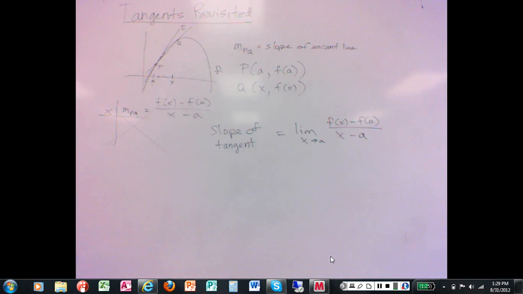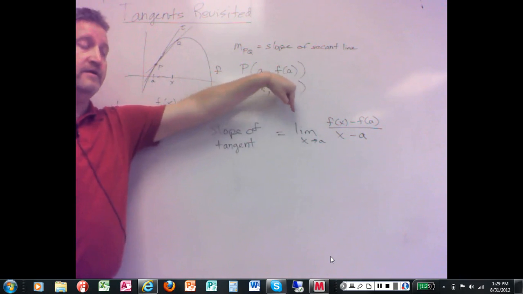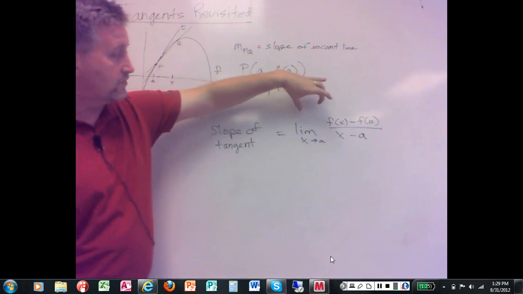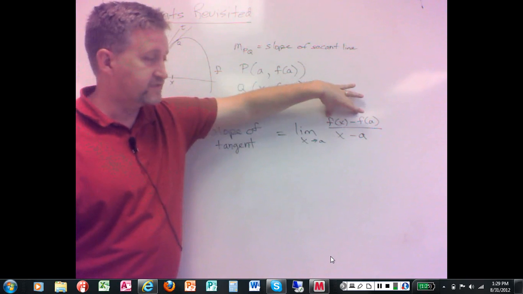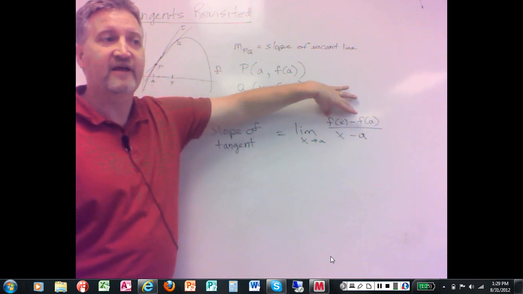I mentioned that it was kind of a limiting process, but now we're going to formally go there and actually evaluate some of these without using a table. We're going to find the slopes of tangent lines using limits instead. So the slope of the tangent line equals the limit of the slopes of the secant lines, basically.